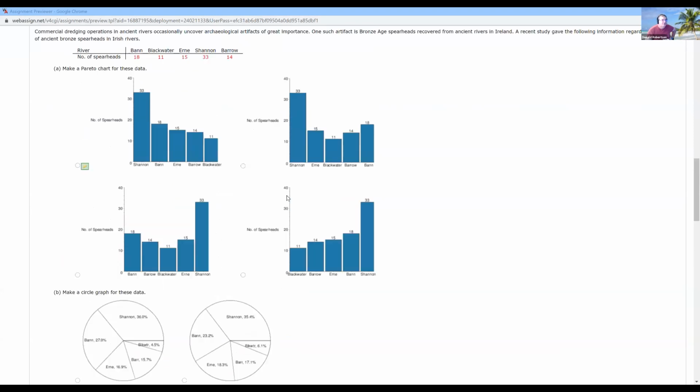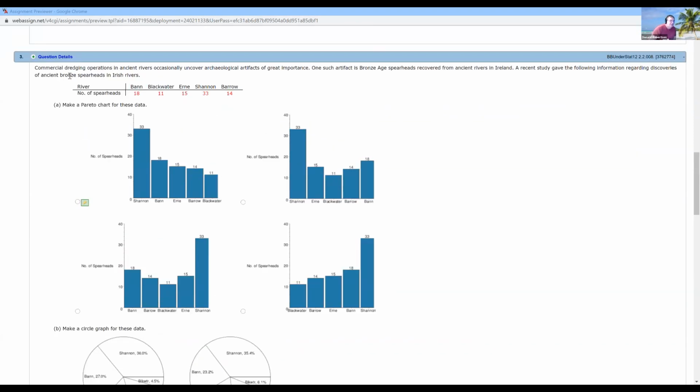Oh God, let's do it, because I thought I had missed all the circles. Commercial dredging operations in ancient rivers occasionally uncover archaeological artifacts of some importance. And what that just means is that you drag in the river and you bring up a sword or something. On such artifacts in the Bronze Age, spearheads recovered in an ancient river in Ireland. A study gave the following information regarding discoveries. Right, these are the 5 rivers, and these are the number of spearheads they got just by dredging the river. And here are the pictures.